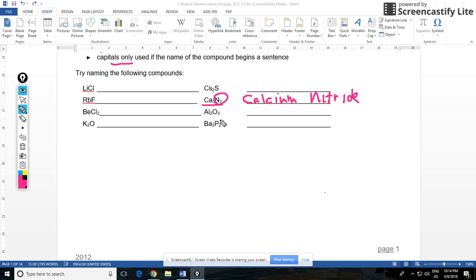Let's try this one over here, AlO3. So again, name the metal. What you should be doing is you should be practicing this before I actually do it and then compare your answers. Aluminum. And then name the nonmetal and change its ending. So oxygen doesn't become oxygenide, it becomes oxide.